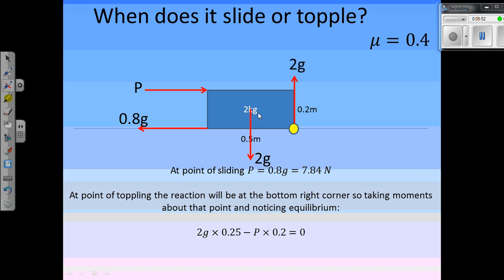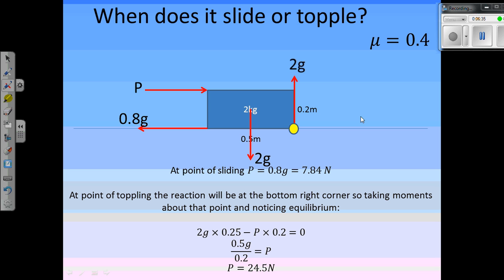So, taking the convention that anti-clockwise moments are positive, and we know that at the point of toppling, the moments are going to be equal to each other because we still have equilibrium, we're going to have that the anti-clockwise moment, 2g times 0.25, minus the clockwise moment, p multiplied by 0.2, is going to be 0. Very simple equation to solve. We eventually get that p is 0.5g over 2, which is 24.5 newtons. So for this object to topple, p needs to be increased to 24.5 newtons.